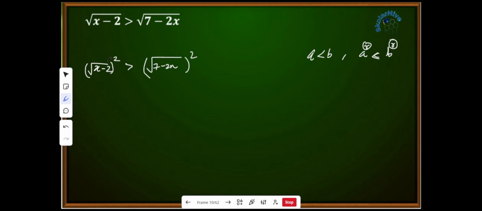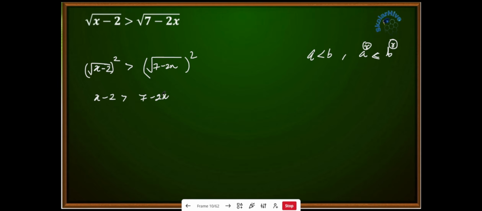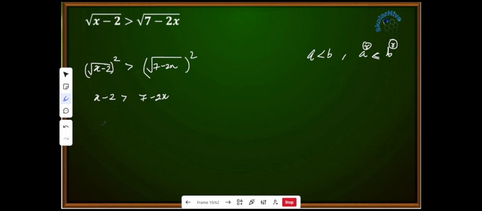But this square and square root will cancel each other, then we'll be left with x minus 2, and here we're left with 7 minus 2x. Now it resulted in an inequality that we have discussed before, right? So just go with the same approach and try to isolate the variable at one side, and then you can get the answer. Let's see, we have x minus 2, means we'll isolate x over here.